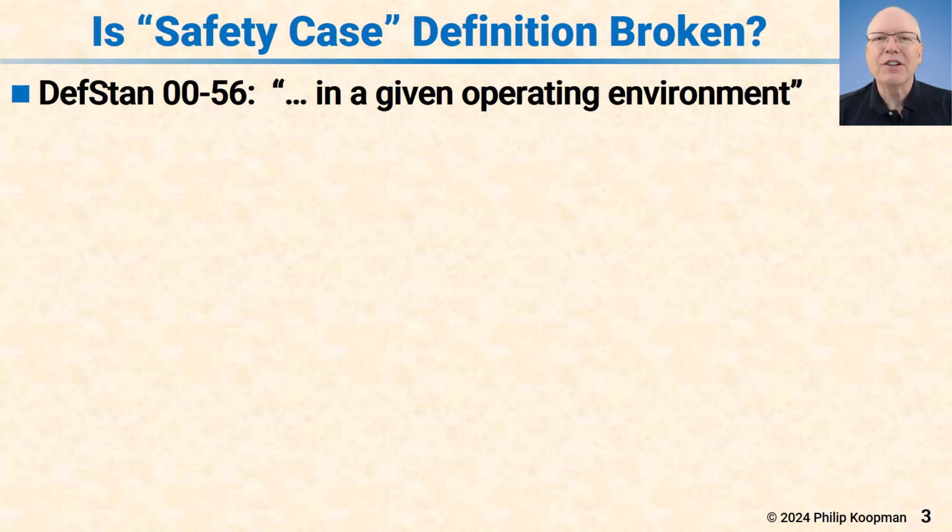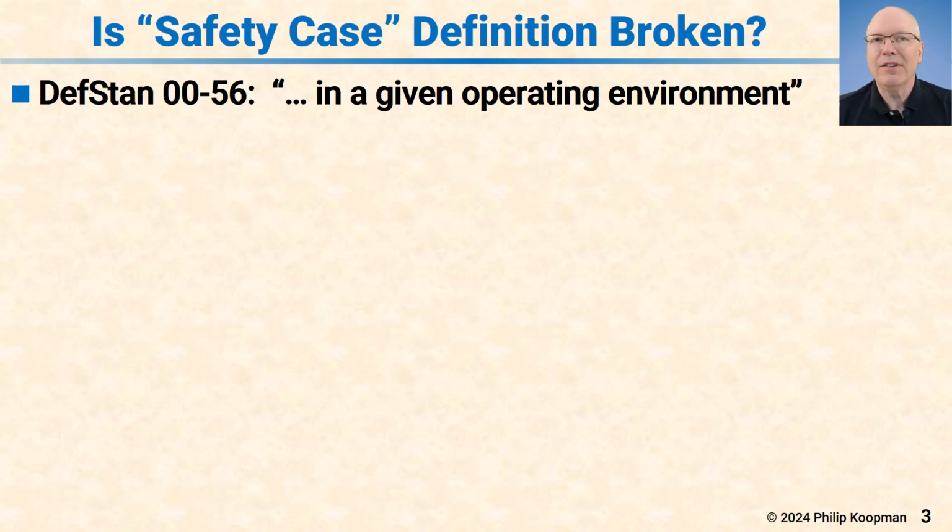And the usual definition is that it's a structured argument supported by evidence and so on, but the definition ends with in a given operating environment. Well, let's take an example. What if we're talking about an aircraft? The pilot is in charge of making sure to not operate the aircraft in adverse weather that the aircraft can't handle. Okay, that's where in a given operating environment makes sense.